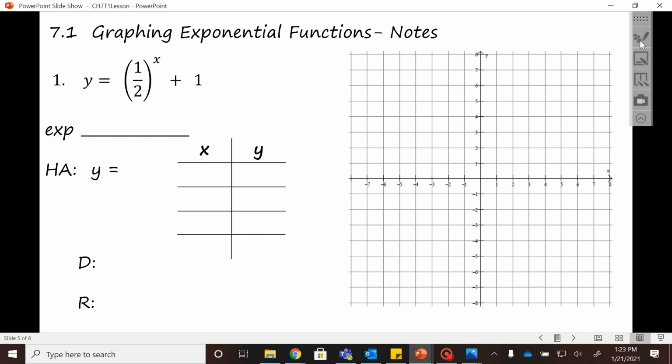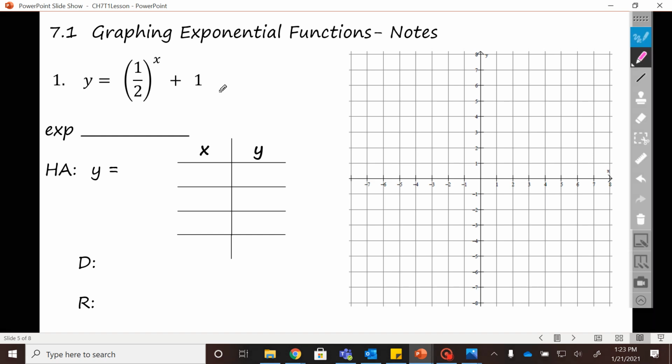So if we look at number 1, y is equal to (1/2)^x plus 1. This is exponential decay because the b value, which is 1/2, is between 0 and 1. The horizontal asymptote comes from the k value, so that would be 1. So we'll put that on our graph. It's a horizontal line that goes through 1. And then we need to set up our table.